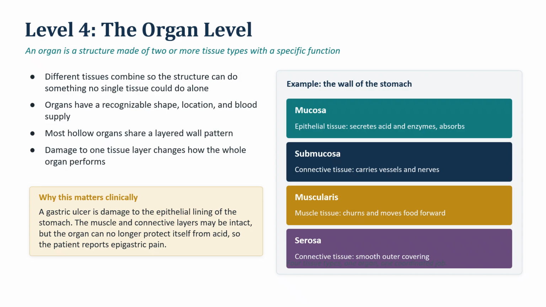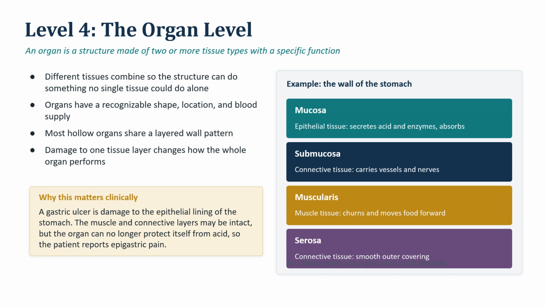Step 4 is the organ level. The definition to write down is this: an organ is an anatomically distinct structure composed of 2 or more tissue types that work together to perform a specific function or set of functions. The key phrase is 2 or more tissue types. That is what separates an organ from a tissue.